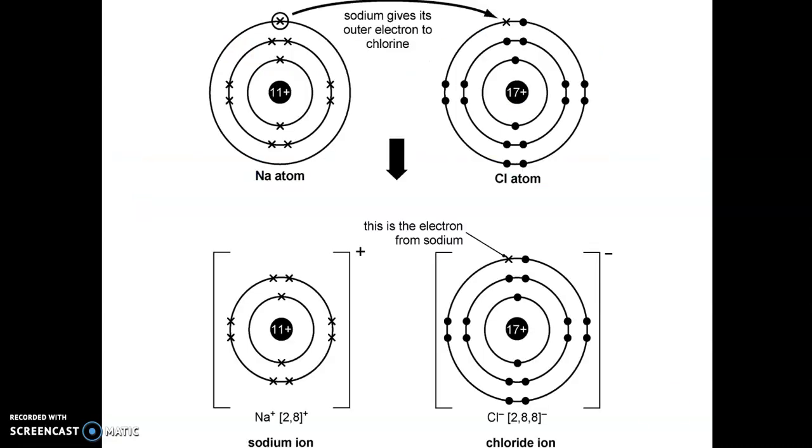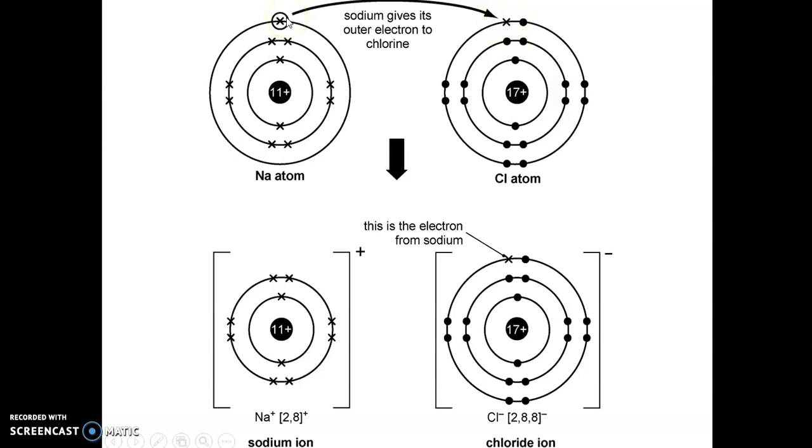Now, when an ionic bond is formed, as we've said, the metal atom will always lose electrons. So in this case we have sodium and we have chlorine. Sodium is the metal, chlorine is the non-metal. Sodium has 1 free electron in its outer shell. Chlorine has 7 electrons in its outer shell. That means it has 1 space. So the easiest thing for it to do is to gain an electron to fill up its outer shell.